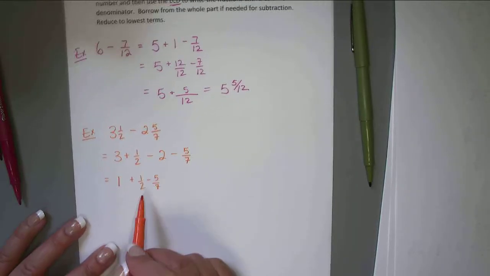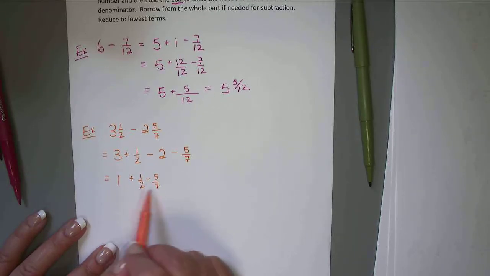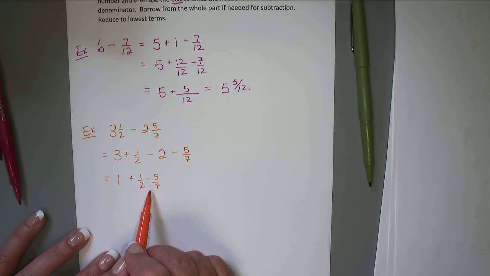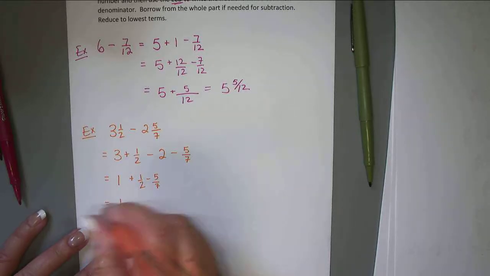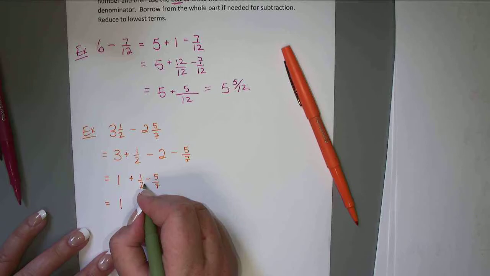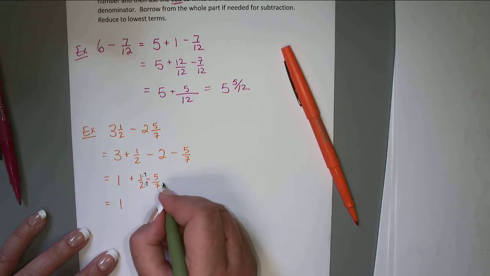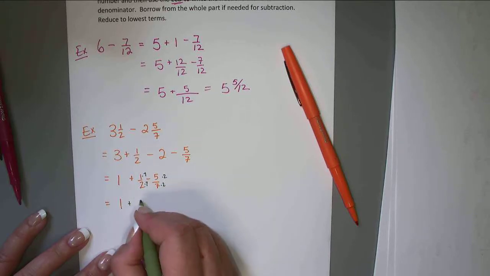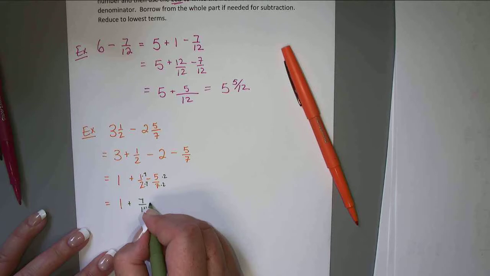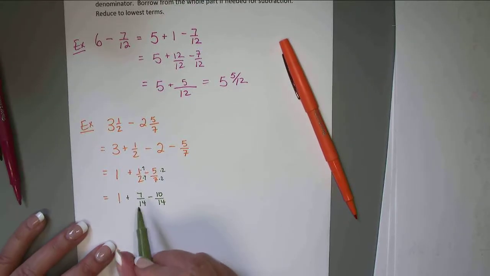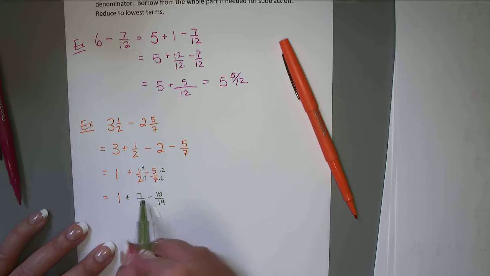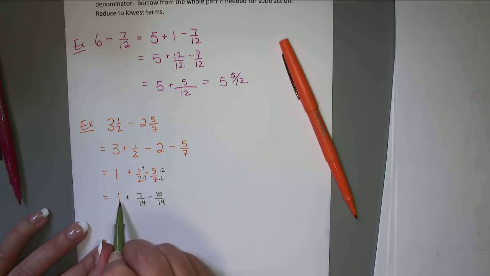So I believe we're going to need a common denominator here first, and then we may need to borrow from this one. So let's find the common denominator first. We would multiply this by 7 and this by 2. So we'll have 7/14 minus 10/14. So the question is, 7 minus 10 is negative, so we don't want that. We can't show a mixed number as negative. So we want to borrow here.